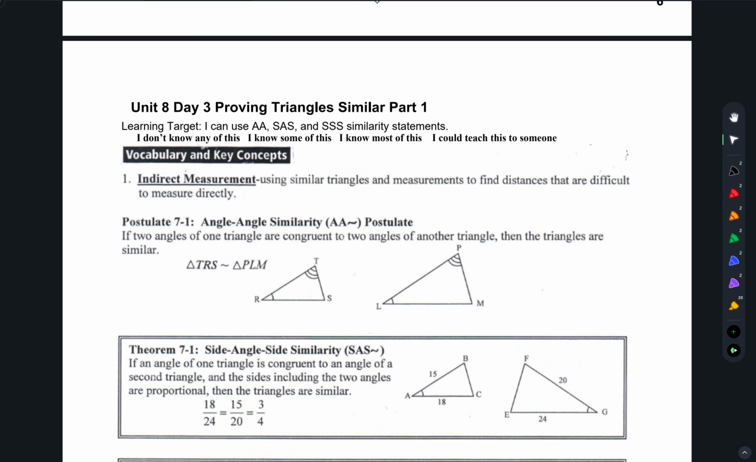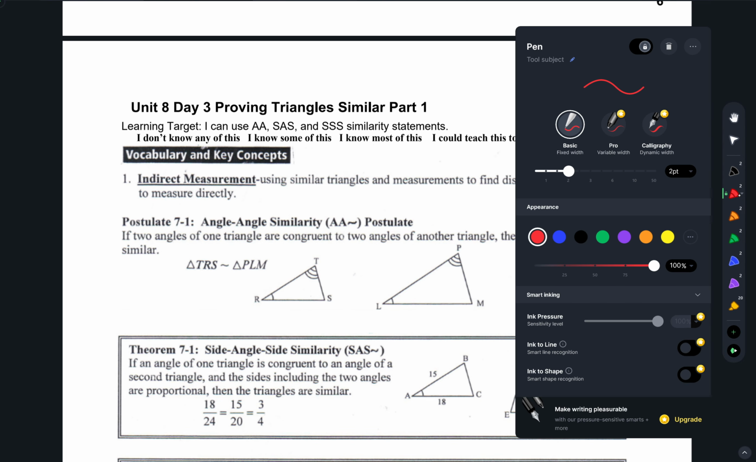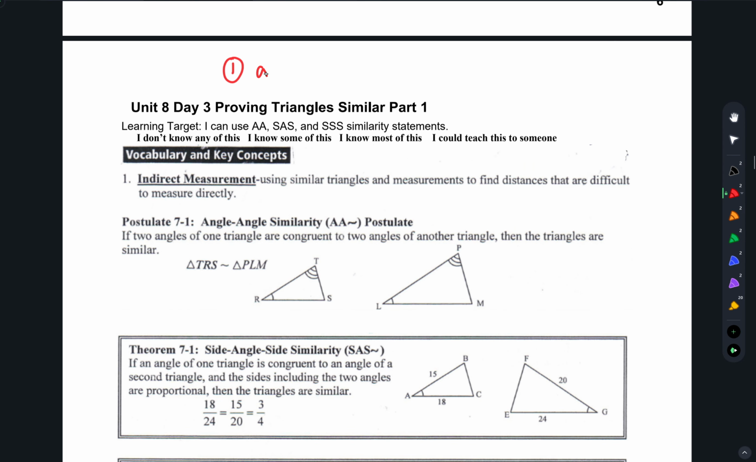Talking about proving triangles similar. So if you remember from yesterday when we were talking about similar polygons, we had two requirements that we needed to follow. Those two requirements were that number one, we had all angles congruent, and number two was that we had all sides proportional. That was how we proved polygons were similar.